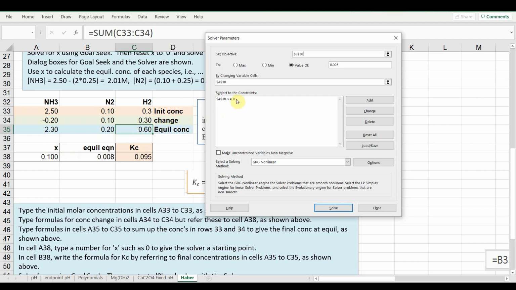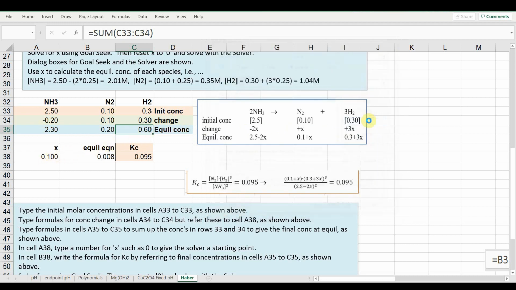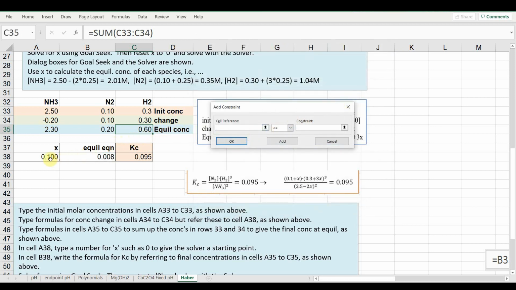The only constraint we'll apply is that the value in cell A38 has to be greater than or equal to 0. And I'll show you how that's done. We'll delete that and we'll add a constraint, and we'll say the constraint is that our x value, cell A38, must be greater than or equal to 0. We have positive, not negative concentrations.